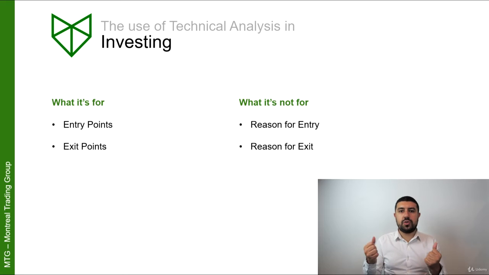Now, once you have a reason for that, then you find your entry point. And TA can help you get that entry point. And same thing for exiting. You don't just exit for no reason. You have to have a reason for exiting. Now, once you have a reason, then you use TA for your exit point, okay?